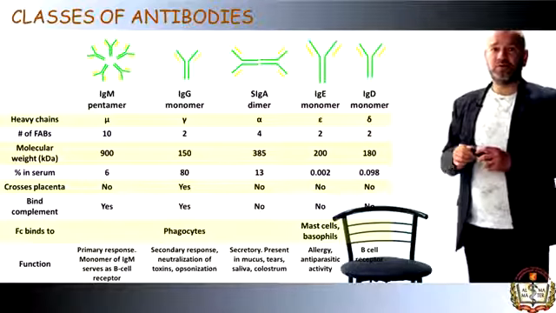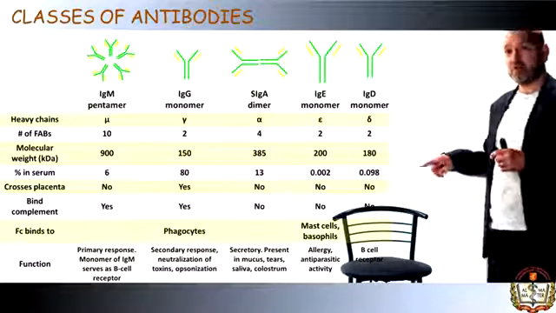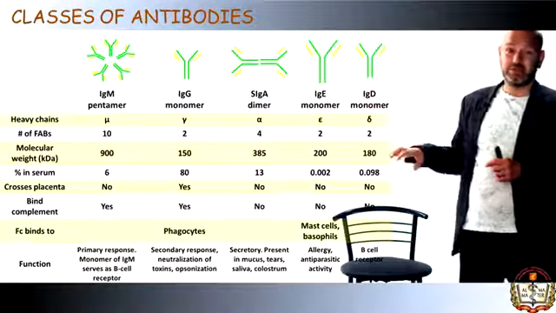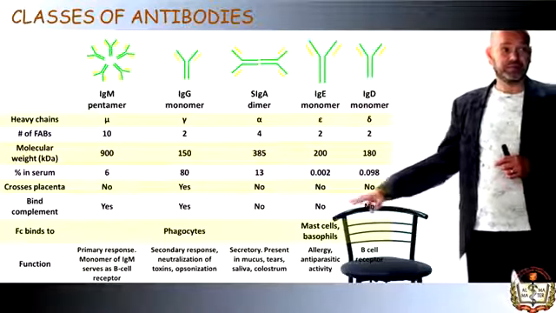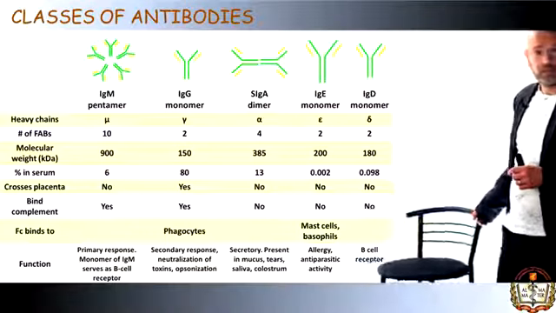IgE, as you know, is involved in the early response, and it is because in the Fc region, if you take a look at the chart, of E class are mentioned receptors of the mast cells and basophils, but not phagocytes. Here it is shown. I will take it away.